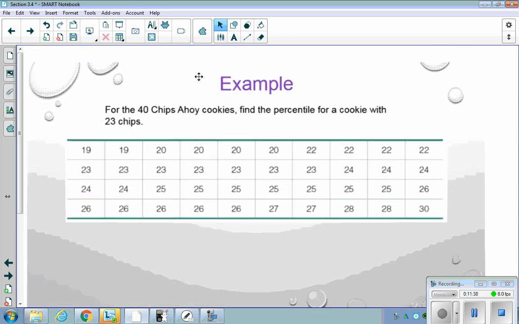So here we go. Back to our good old Chips Ahoy cookies. I should bring in a Chips Ahoy cookie. We talk about them so much, right? Geez.